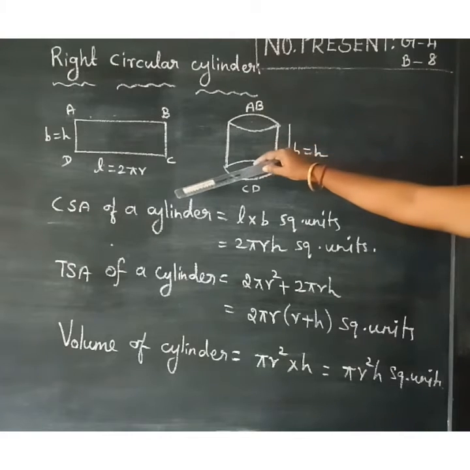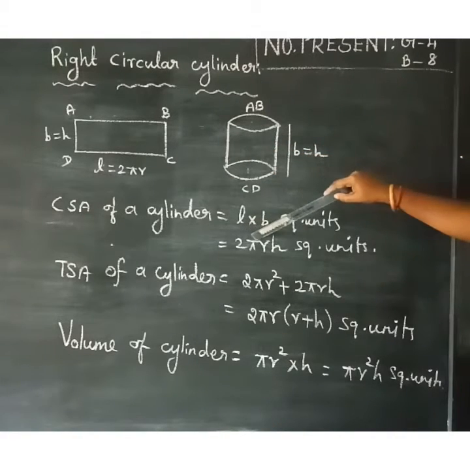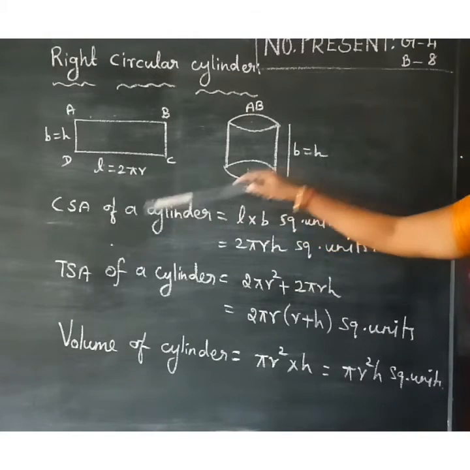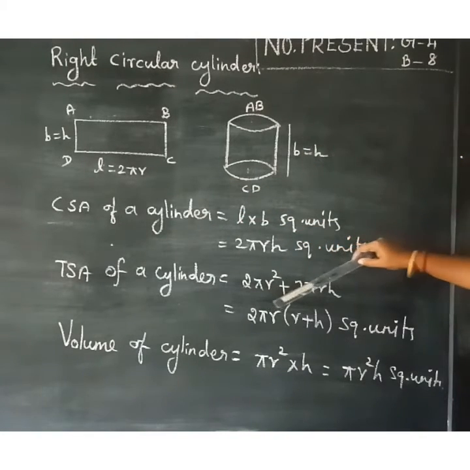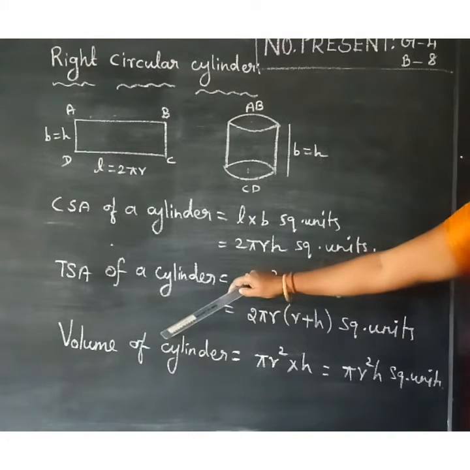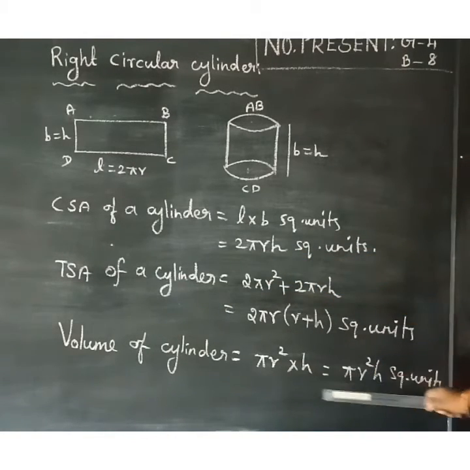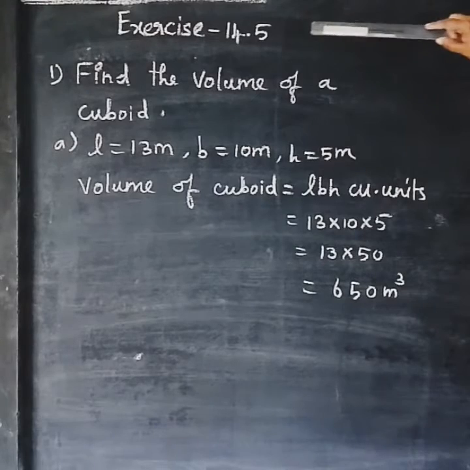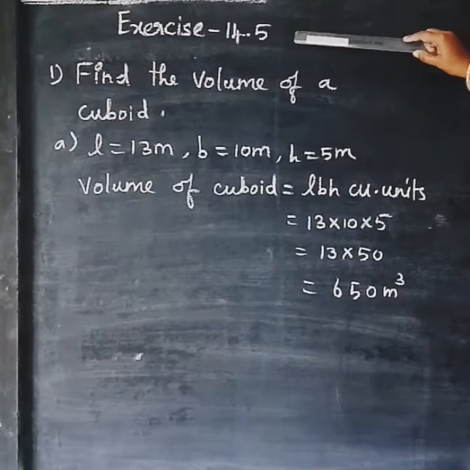First one, curved surface area of a cylinder 2 pi r h square units. Total surface area of a cylinder 2 pi r into h plus r square units. Volume of cylinder equals pi r square h cubic units. Students listen. Next, exercise 14.5.